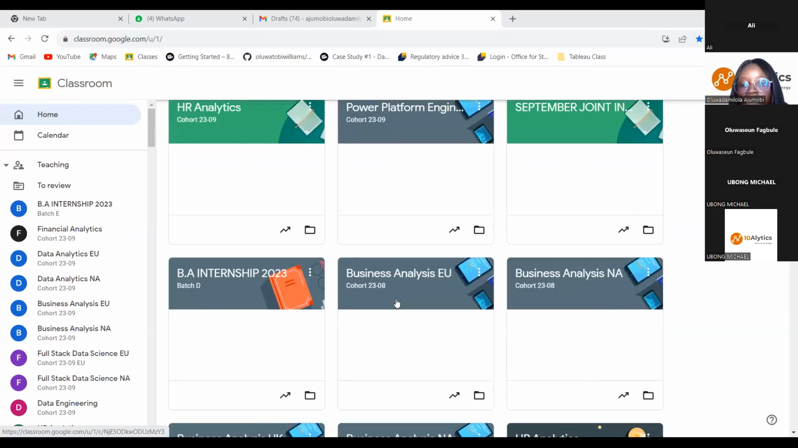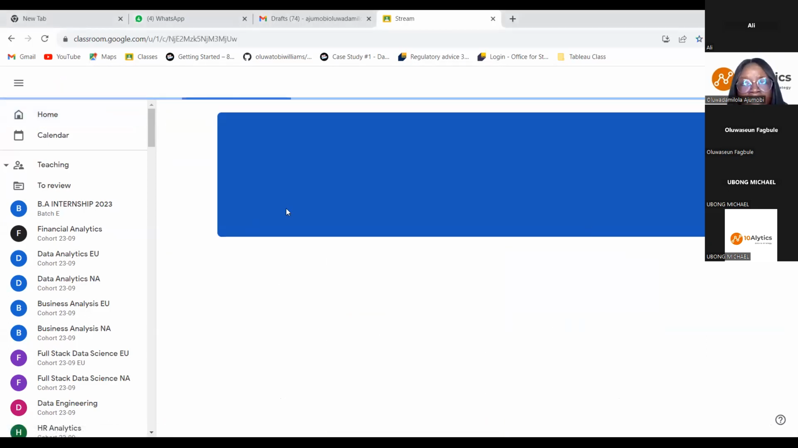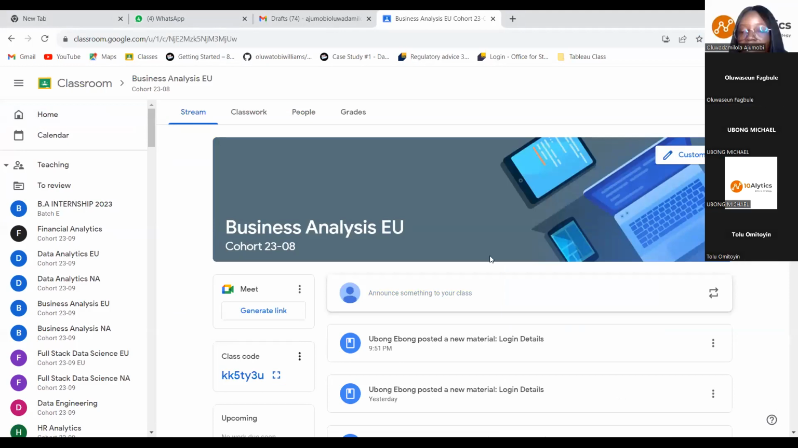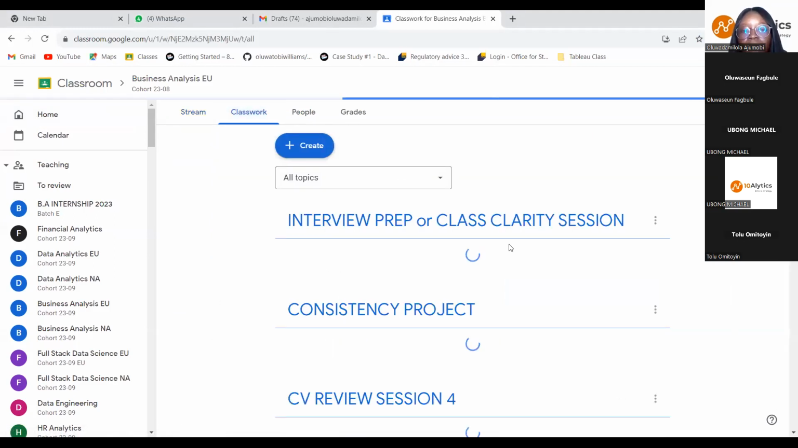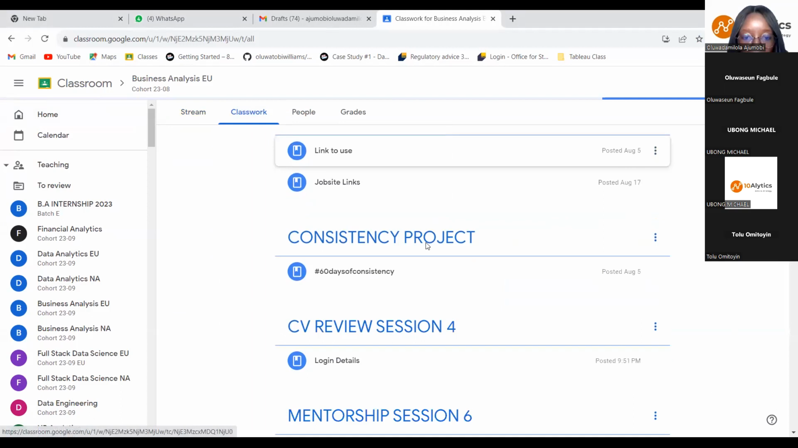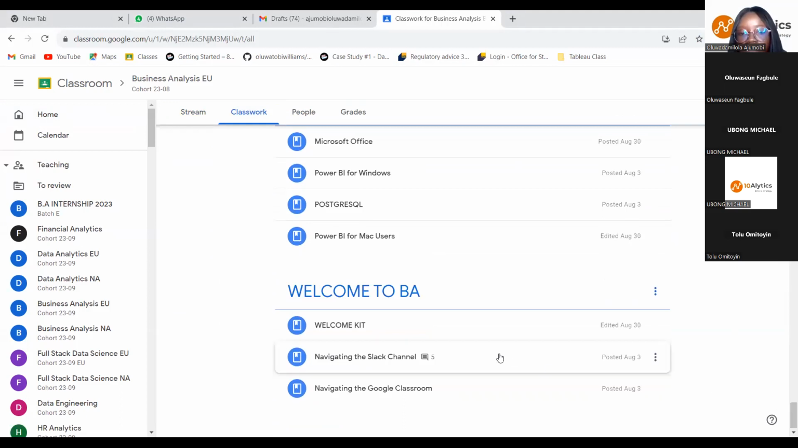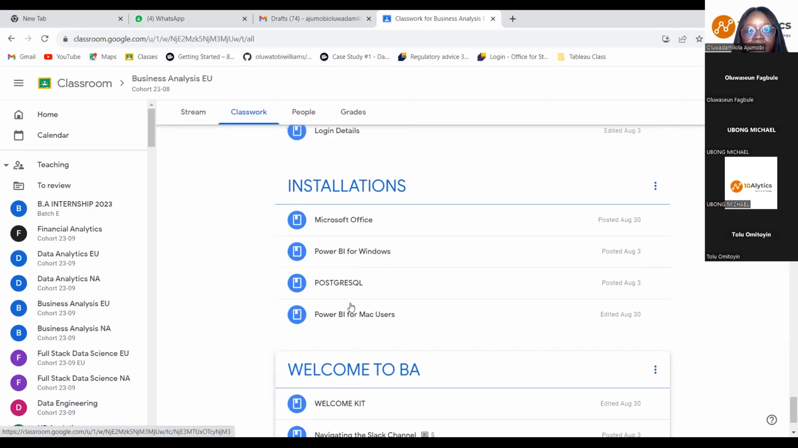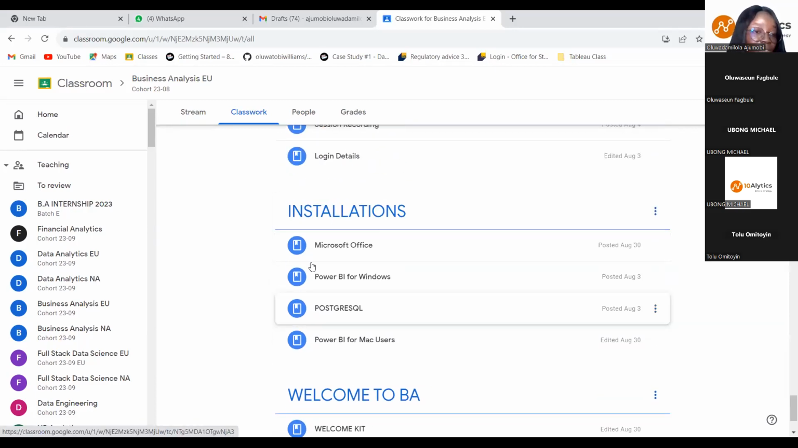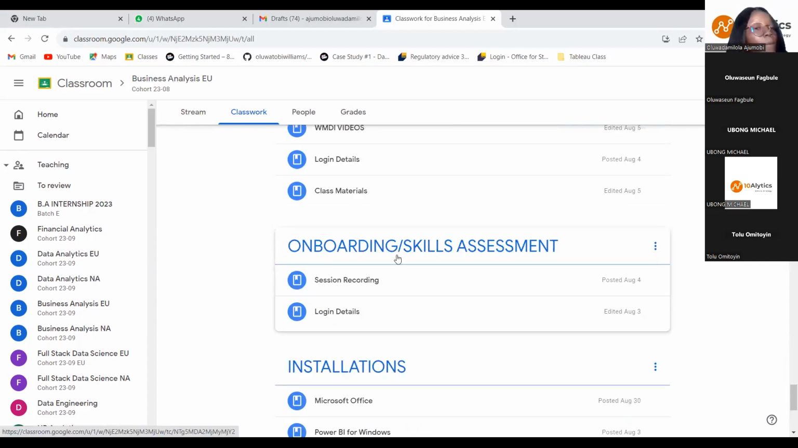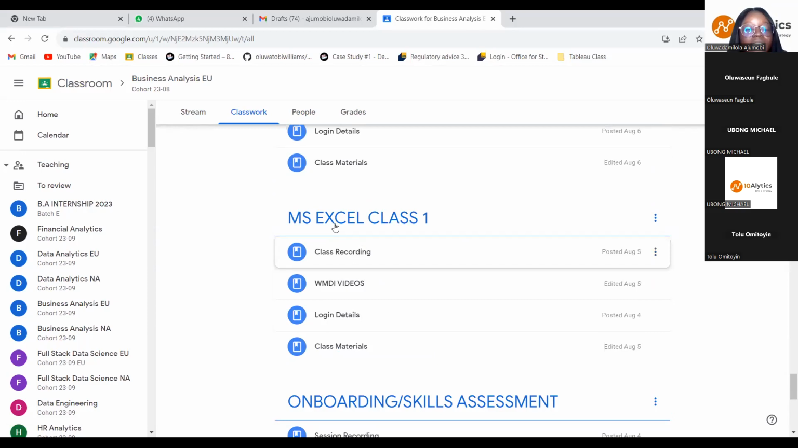So I'm just going to pull up the BA cohort for August. This is the classroom. If I click on classwork, you can see all of the sessions that you've had. I'm just going to scroll down to the Excel class from the beginning. You can see Welcome to BA. This is the welcome kit, the Slack channel. You'd use Slack channels and WhatsApp groups for your communications, then how to install the different tools that you'll be using for the class. Then you'd have the onboarding session, then we'd move to the first Excel class.